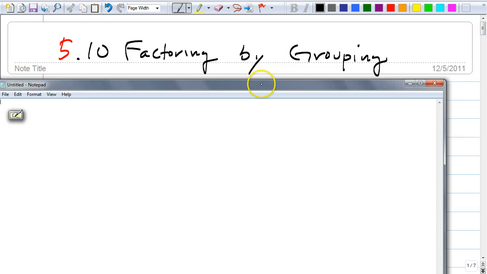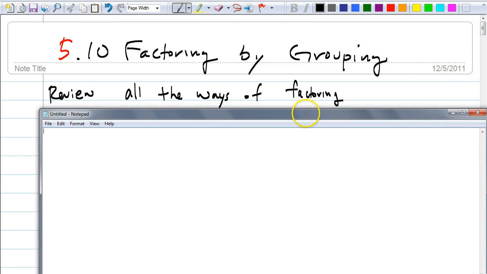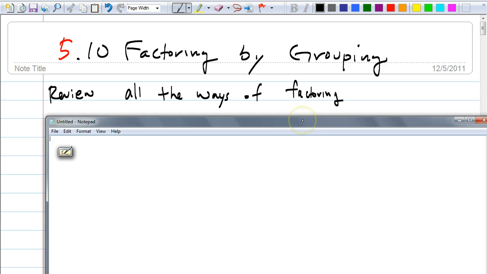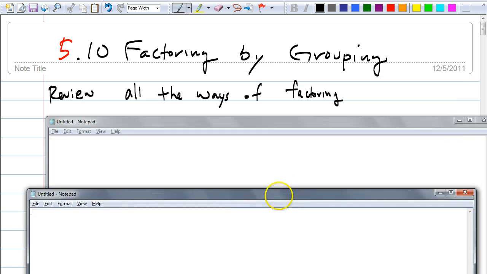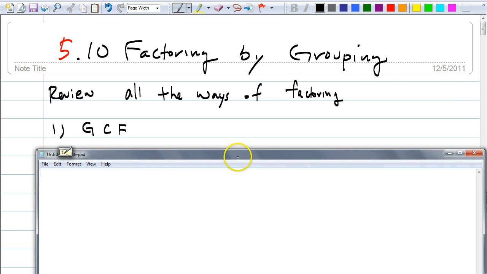So before we do factor by grouping, let's review all the ways of factoring. So far, what was our first method? We've learned many ways of factoring. Raise your hand. Yes, what's the first method? GCF is correct. So remember, when you have GCF, you want to make your life easier. If you see any kind of factoring problem, you factor out your GCF first. Okay, that's going to help you a lot, right? That's going to really be helpful.